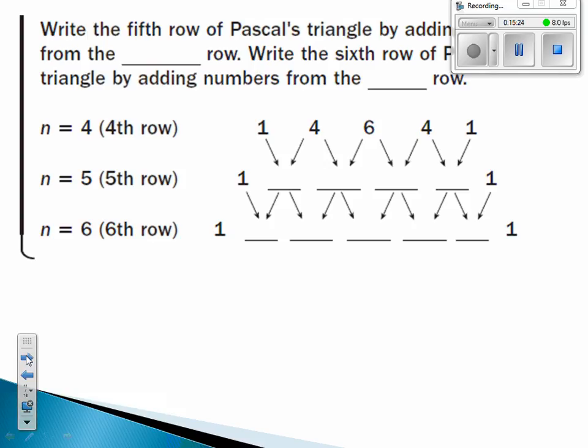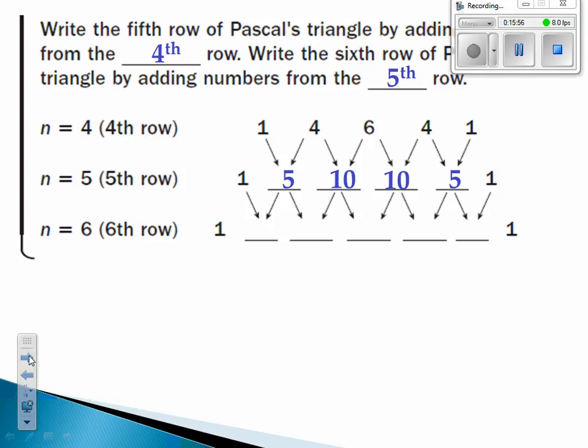Now, we write the 5th row of Pascal's triangle by adding the numbers from the 4th row. We write the 6th row of Pascal's triangle by adding numbers from the 5th row. So if we keep on going, keep on filling it out, and I know y'all have figured out this pattern by now. 4 plus 1 is going to give me 5. Then we work our way on down.